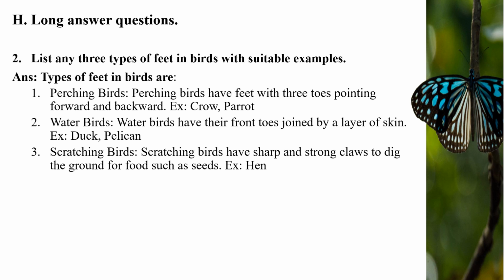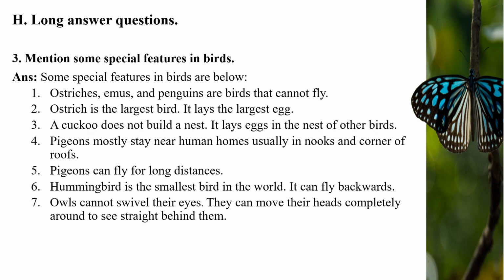Third, scratching birds. Scratching birds have sharp and strong claws to dig the ground for food, such as seeds. For example, hen. Third question, mention some special features in birds. Answer, some special features in birds are below. First, ostriches, emus, and penguins are birds that cannot fly.